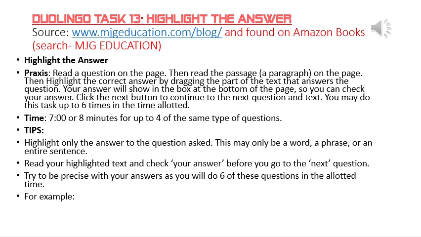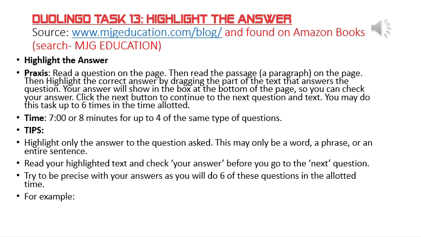Okay, so let's get practical. Duolingo Task 13, highlight the answer. How does it actually work for the person taking the test? What do they see? What do they do? Right. So the guide breaks it down. First, you get the question. That comes first, which is important. Then you see the passage, usually just one paragraph. And your job is to, well, highlight the answer. You drag your cursor over the text. What you select pops up in a little box at the bottom so you can check it. Then you hit next. Seems straightforward, but it's not just one question and done, is it?